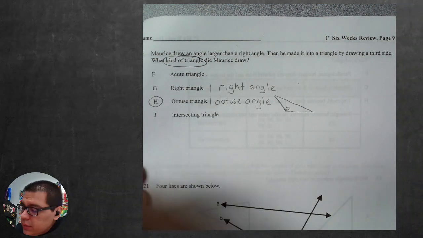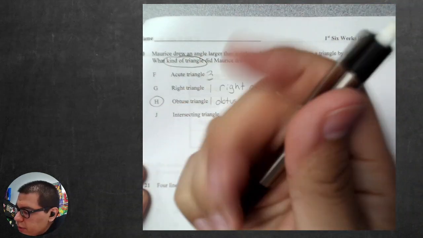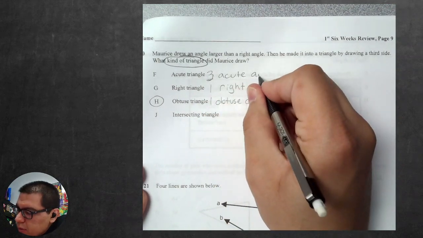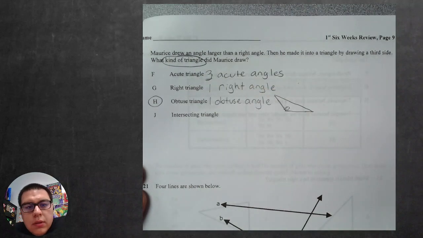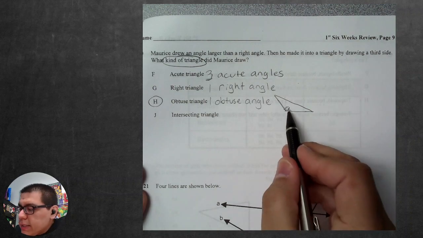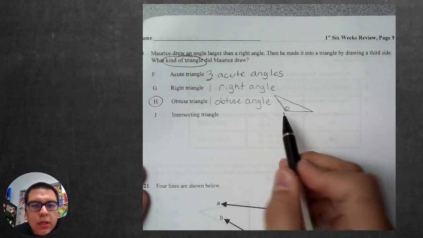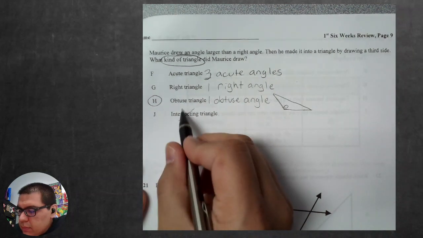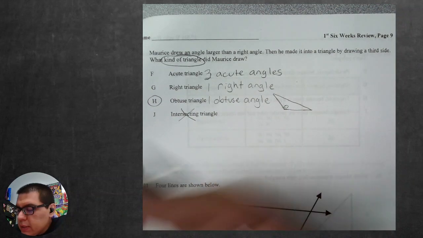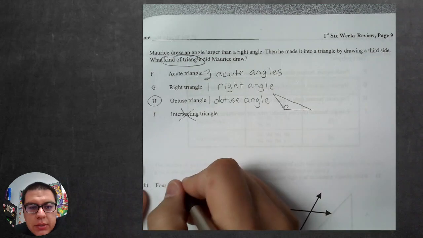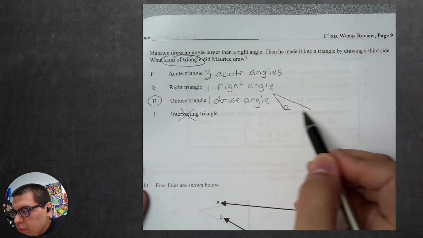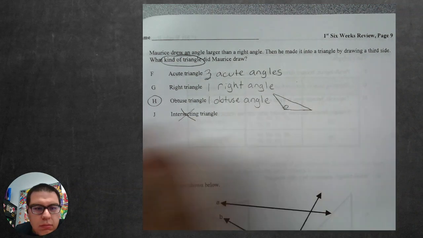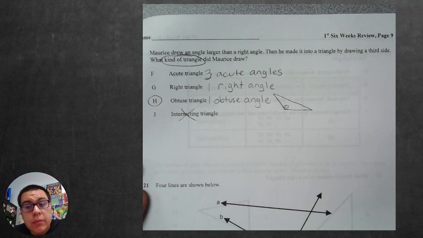And an acute triangle is a triangle with three acute angles. But this triangle can't have three acute angles because one of them is obtuse. The last one, intersecting triangle, it's not actually a thing. Intersecting just means lines that run into each other or cross. And if you're drawing a triangle, then all of your lines have to cross. Otherwise, you don't have a triangle. Otherwise, you have either a different shape or an open shape.